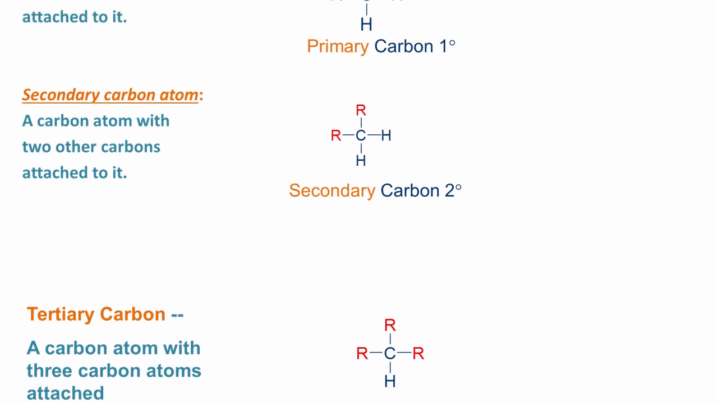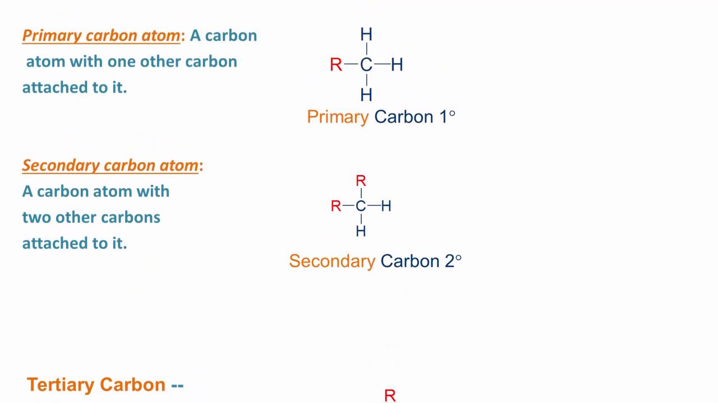So before we go on, we will start naming these very soon. We also have to look at the types of carbon atoms we have. Okay, we have primary carbon atoms, and this is a carbon atom with one other carbon attached to it.